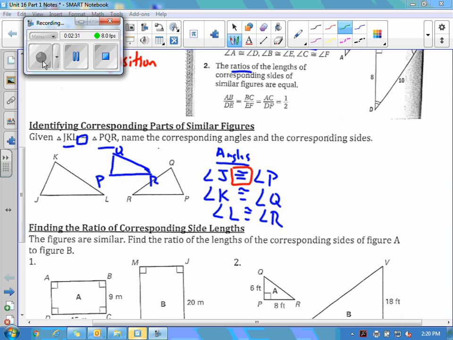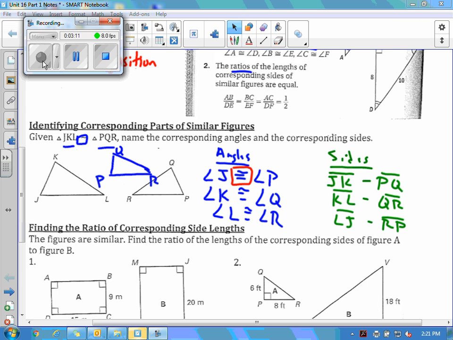For the sides, please pay attention to how I write this. So again, the letters match up. So side JK, and I write JK with a line over it, because the line segment doesn't go on forever, is going to match up with side PQ. So J and K are the first two letters of the first triangle, P and Q are the first two letters of the second triangle. So they match up. So that means that KL will then match up with QR, and LJ will match up with RQ.